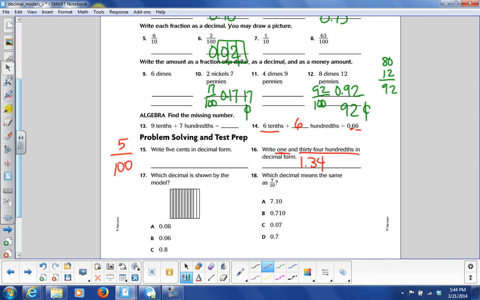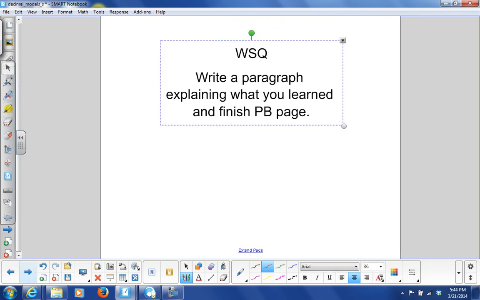Which decimal is shown by the model? You can figure that out. Number 18, you can figure that one out. WSQ, write a paragraph explaining what you learned and finish the practice book page.